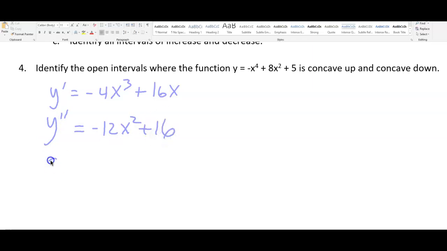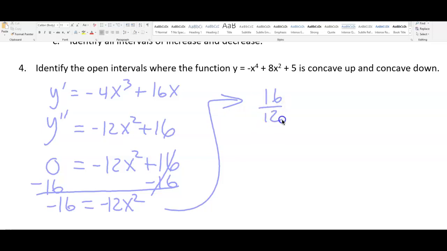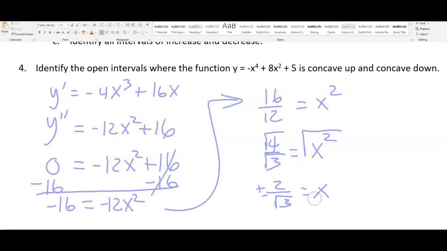And what we're going to do is set that equal to 0 and solve, and that's going to help us find the points of inflection. Divide both sides by -12 and you get this. Reduce that. Square root. You get 2 over the square root of 3, plus and minus. Don't forget your plus and minus. So there are 2 points of inflection for this function.